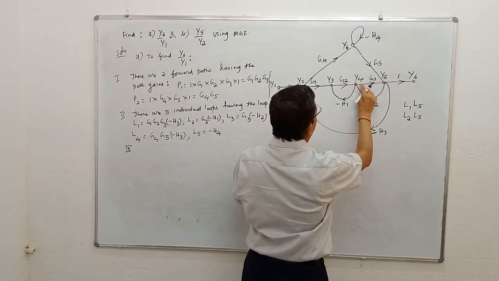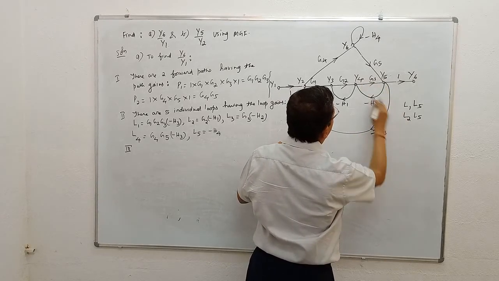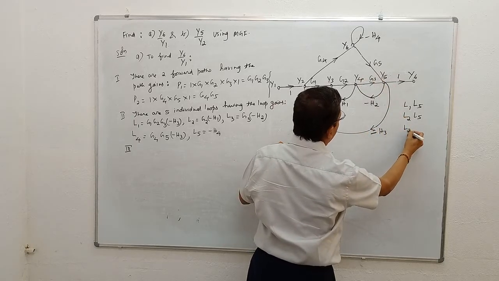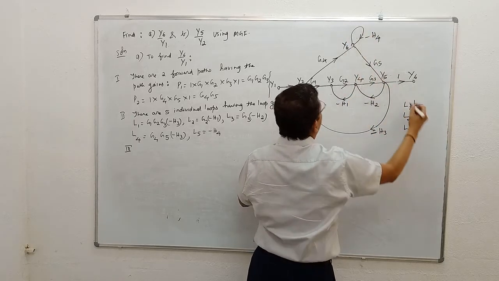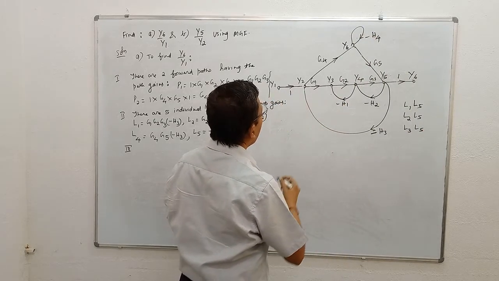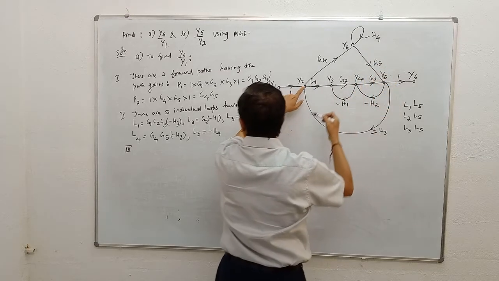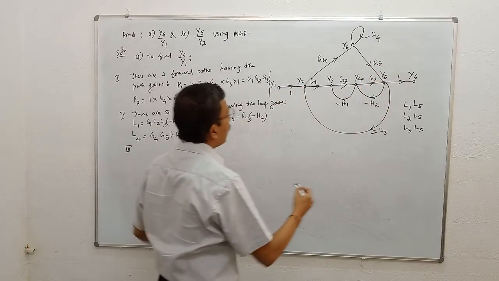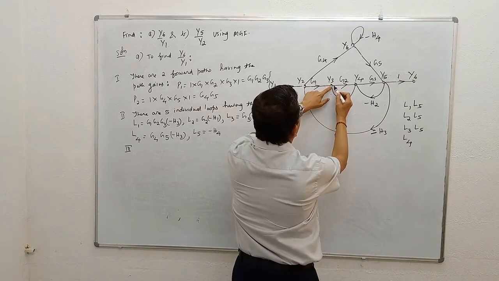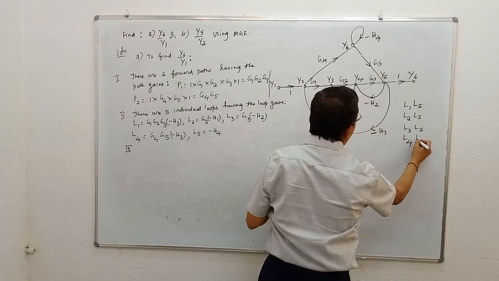This is loop number 3. Loop number 3 is what? G3 minus H2. Correct? Its gain is L3. That does not touch loop number 5. So it is L3, L5. Then this loop, G4, G5 minus H3, is L4. L4 does not touch loop number 2. Loop number 2 is what? G2 minus H1. L4, L2.